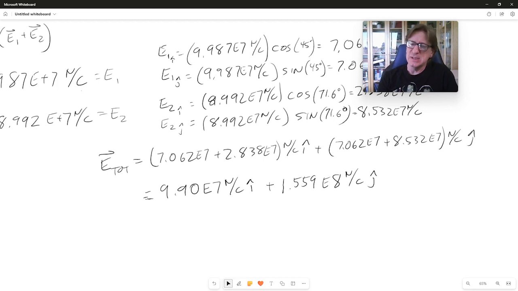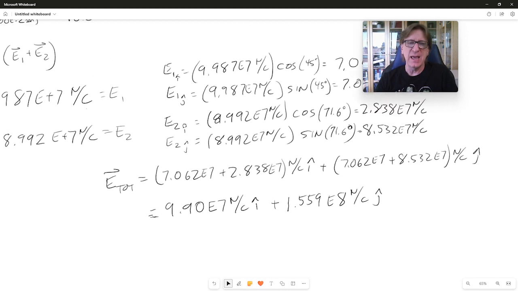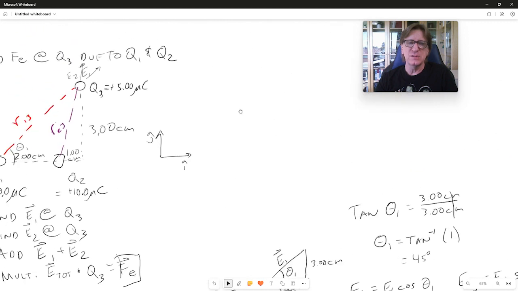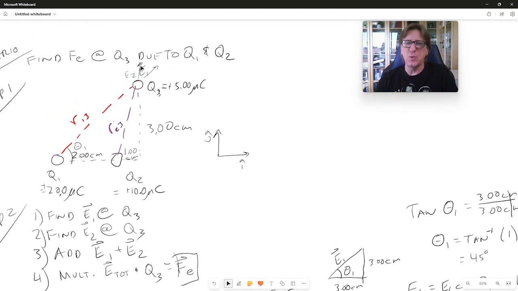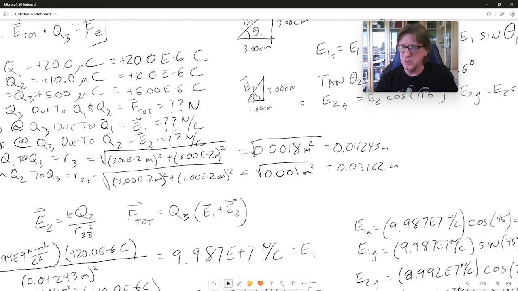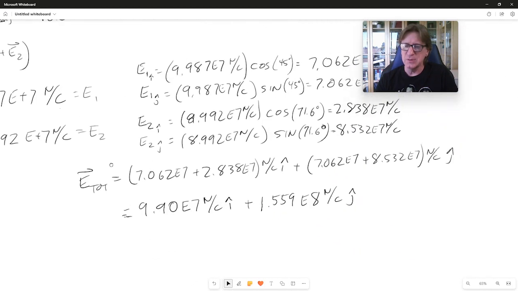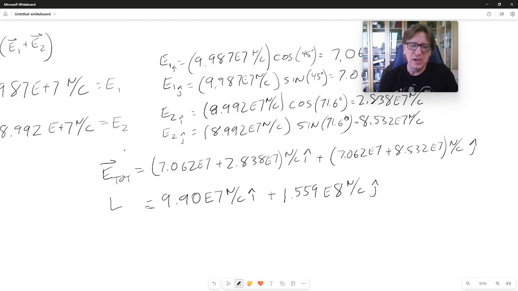Now let's think about it. Does that make sense? Is our total mostly in the J hat direction? This is like 1, and this is like 1.5. So if we look over here, you see that we definitely have more J than we do I for E2. E1, it's about the same. So that means when I add my X components, my I components, I'm going to have less to add to the I component here. So it looks pretty good. But if you don't follow that, just work through the logic, make sure that you can see what's going on. So that is now my total electric field.